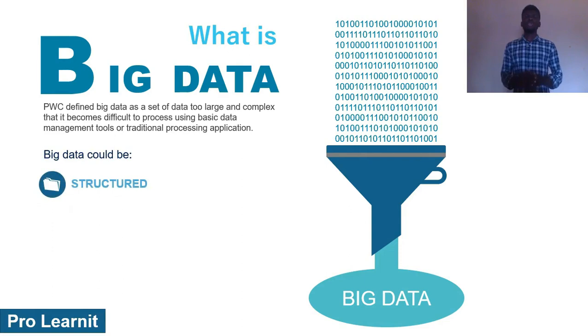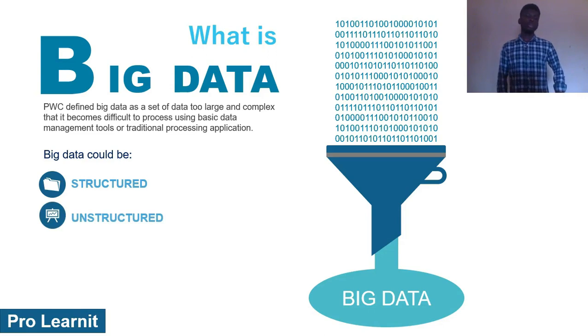Big data could be structured. When we talk about structured big data, what do we really mean? Structured data are data that are organized using rows and columns, organized in tables. They are usually organized in tabular forms. So these data are called big data.